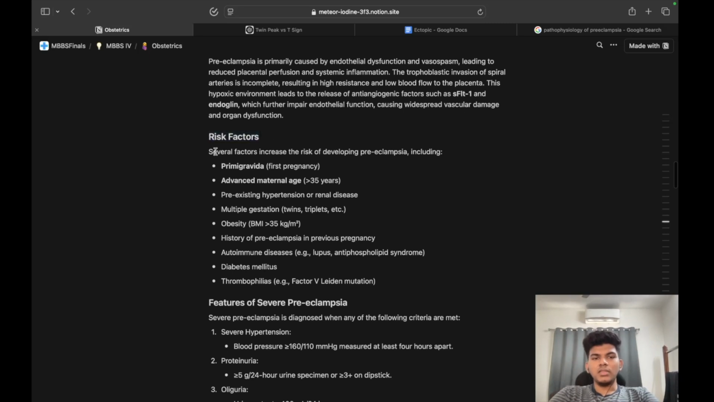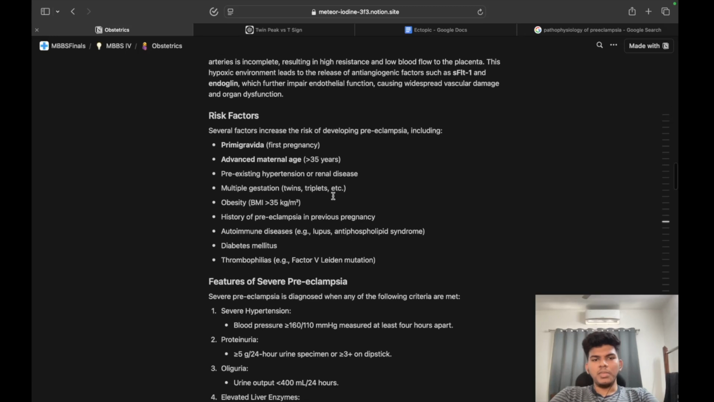What are the risk factors? Several risk factors are responsible for the development of preeclampsia, the main ones being primigravida, first pregnancy, advanced maternal age, pre-existing hypertension or renal disease, multiple gestations, obesity, history of preeclampsia in a previous pregnancy, autoimmune diseases, diabetes mellitus, and thrombophilias.